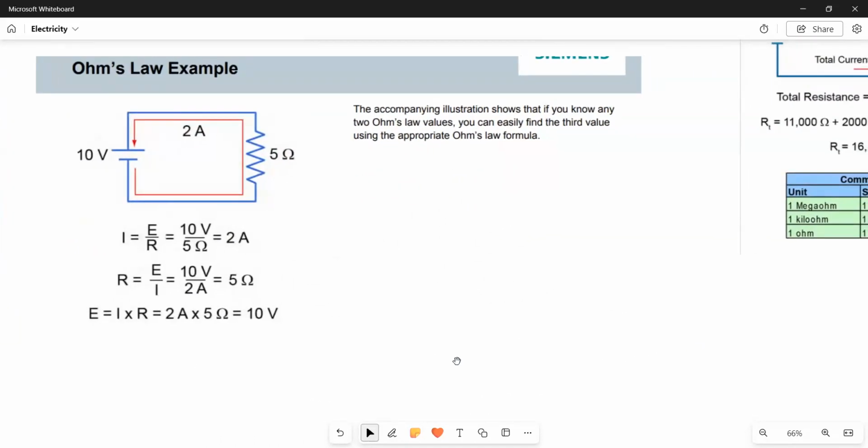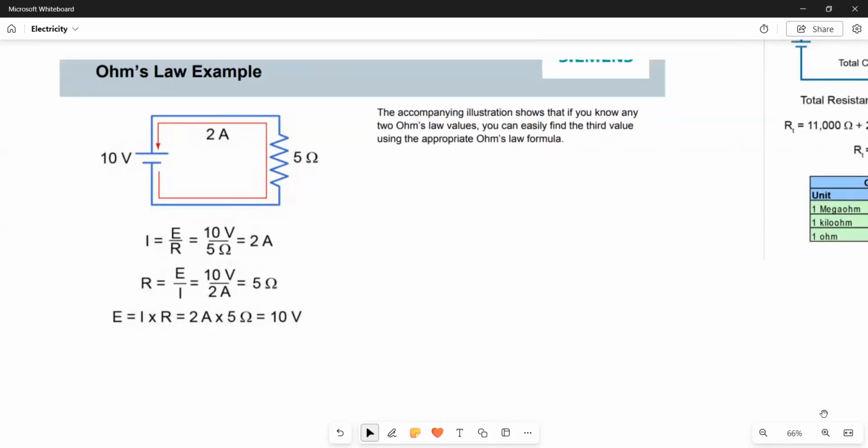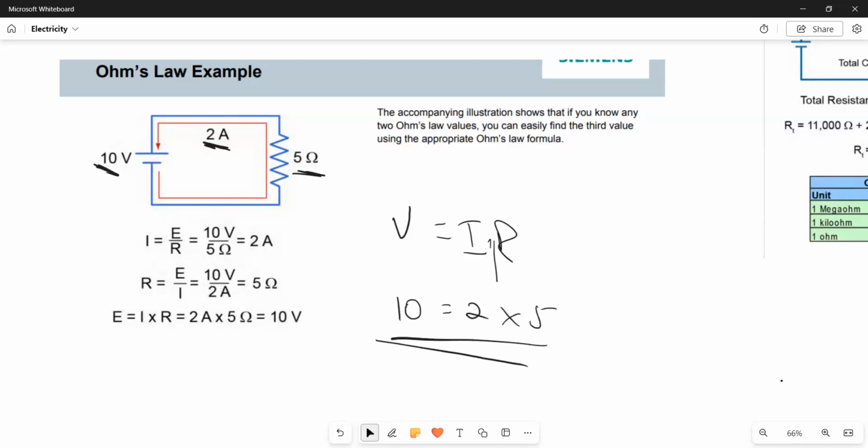This is a simple example, right? So you have a 10-volt battery, right? 10 volts. There's a 5-ohm resistor, right? And they're telling you that there's 2 amperes flowing. That comes from, remember, V equals IR, right? So if the voltage is 10 and the current is 2, then the resistance would be 5, right? So you must multiply to give you the voltage. Right, that's what that is.